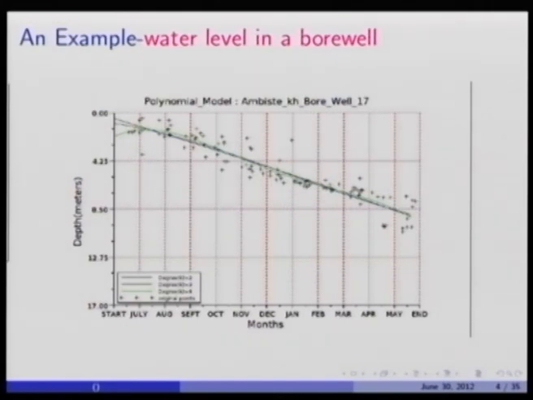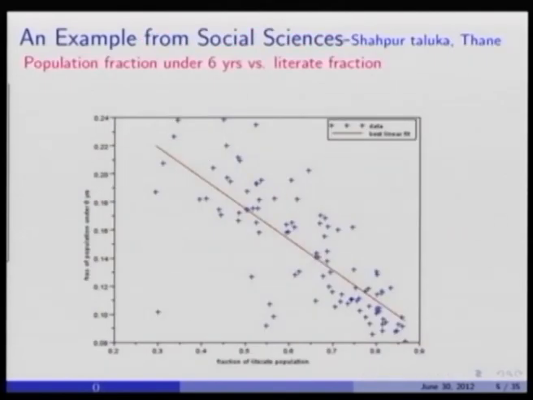By the way, these examples not only work in the physical sciences, but they also work in the social sciences. So for example, each observation here is of a village in one particular taluka, the Shahpur taluka, in Thane district, our neighborhood district. So each village is one observation. On the x-axis, I have plotted the literacy fraction, the fraction of people who are literate. On the y-axis, I have plotted the fraction of people who are under 6 years of age.